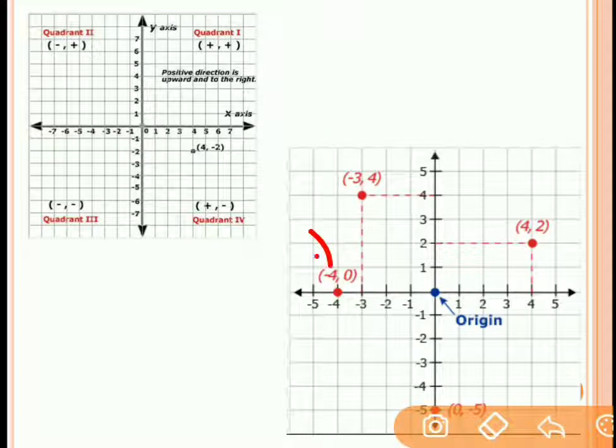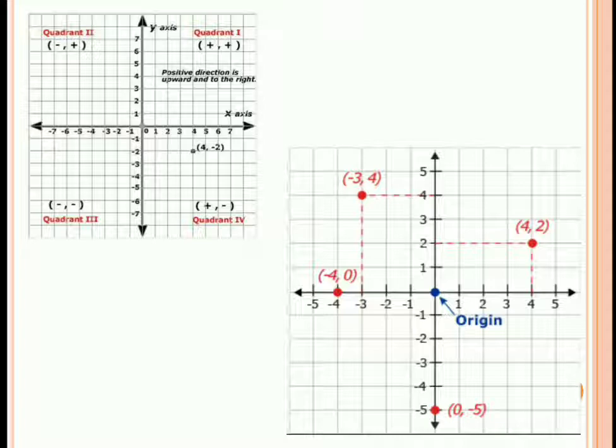Minus 4, 0. Minus 4, 0 represents that x is equal to minus 4. So on the x-axis, you have to check for minus 4, and the y value is 0. So it will be equal to 0. So for y equal to 0, it will be a point on the x-axis, that is minus 4, 0.